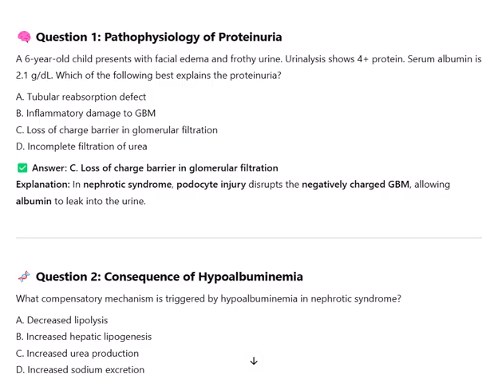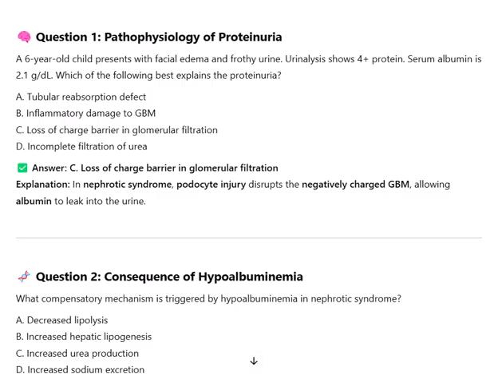A 6-year-old child presents with facial edema and frothy urine. Urinalysis shows 4+ protein. Serum albumin is 2.1 grams per deciliter. Which of the following best explains the proteinuria? A. Tubular reabsorption defect. B. Inflammatory damage to GBM. C. Loss of charge barrier in glomerular filtration. D. Incomplete filtration of urea.